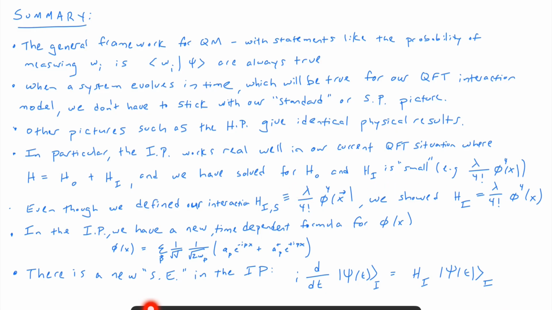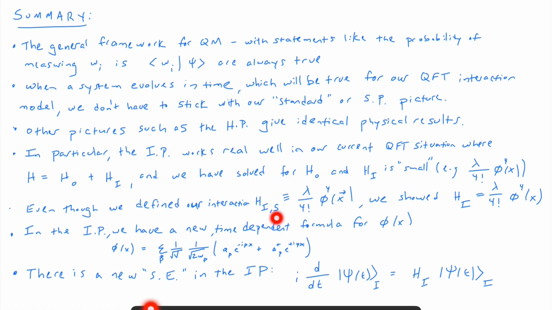Here, H naught is the things we talked about. H I is something small. The classic example we're going to use is this toy model of phi to the fourth, of which this is the interaction Hamiltonian density. And now, even within that, remember, we define our perturbation in the Schrödinger picture because that's the one we're really most familiar with. And technically, this is what you would get.